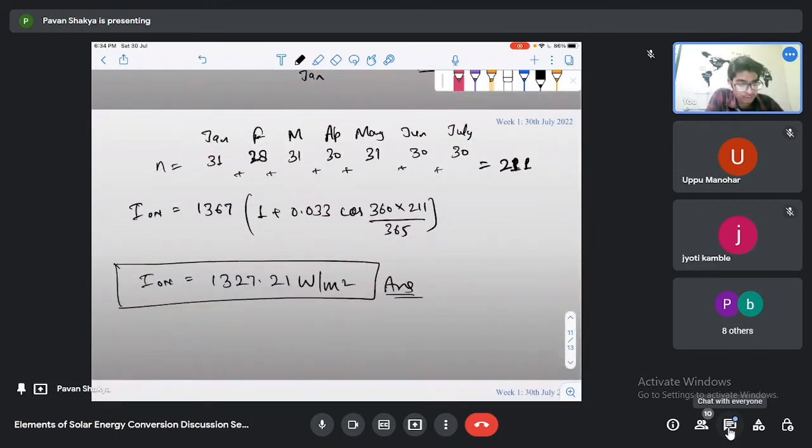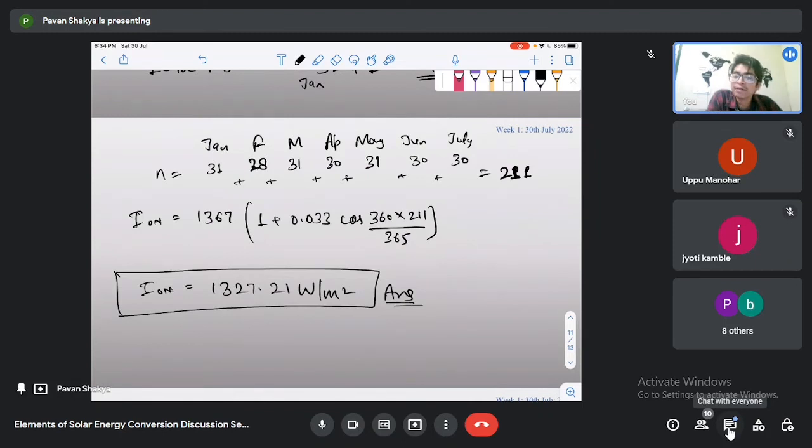Does anyone have any doubt in this problem? Also, if you have any doubt related to the theory that I am discussing, relating to the questions, then you can also ask that. Okay, so let's move to the next problem.